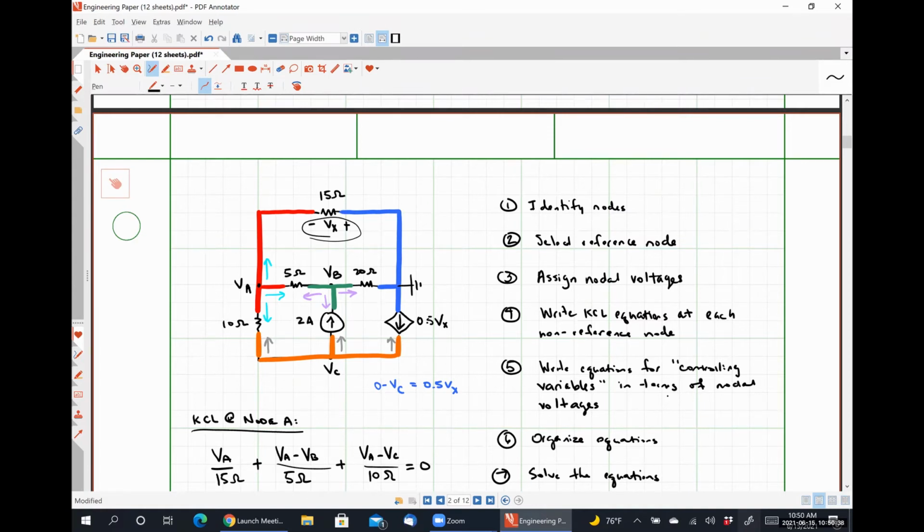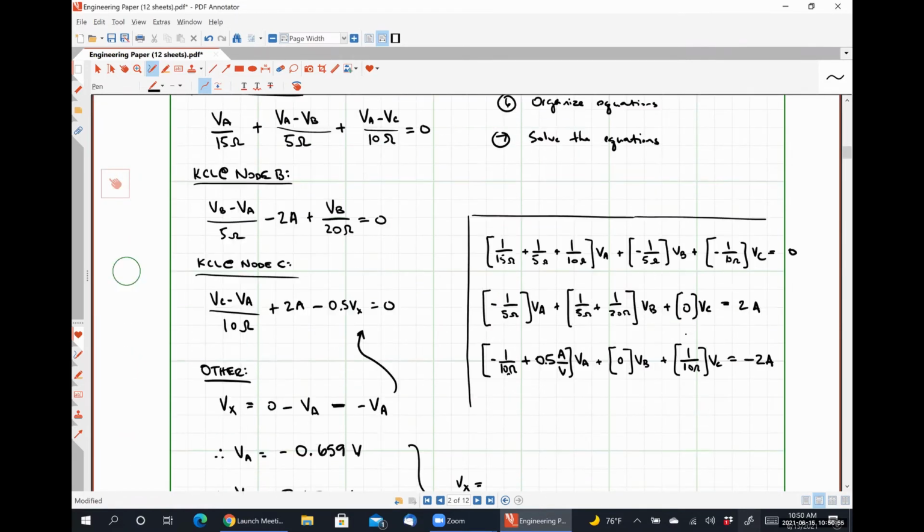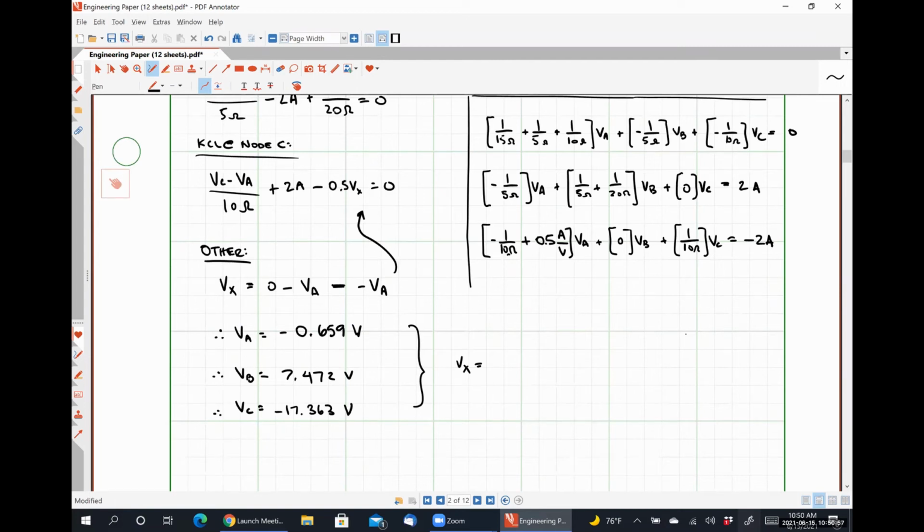Vx is the voltage present at the positive polarity terminal, which is zero, minus the voltage present at the negative polarity terminal, which is Va. So Vx is equal to negative Va. So in this case, that means Vx is positive 0.659 volts.